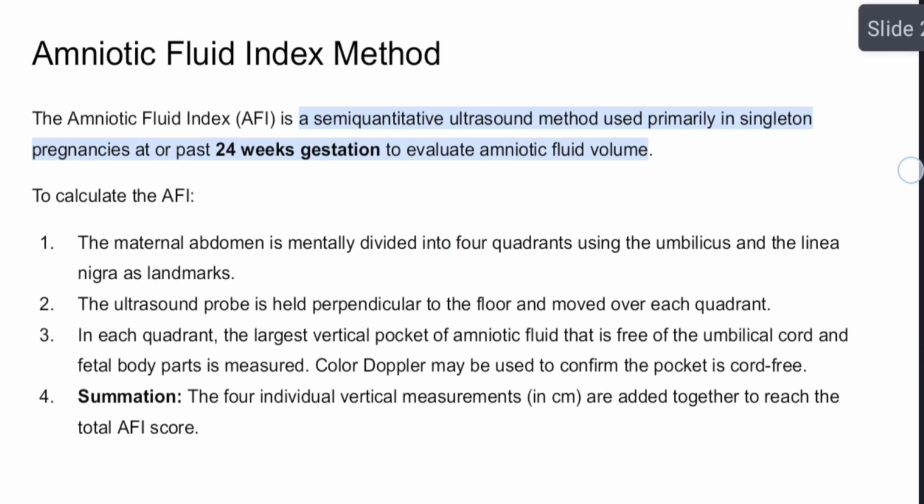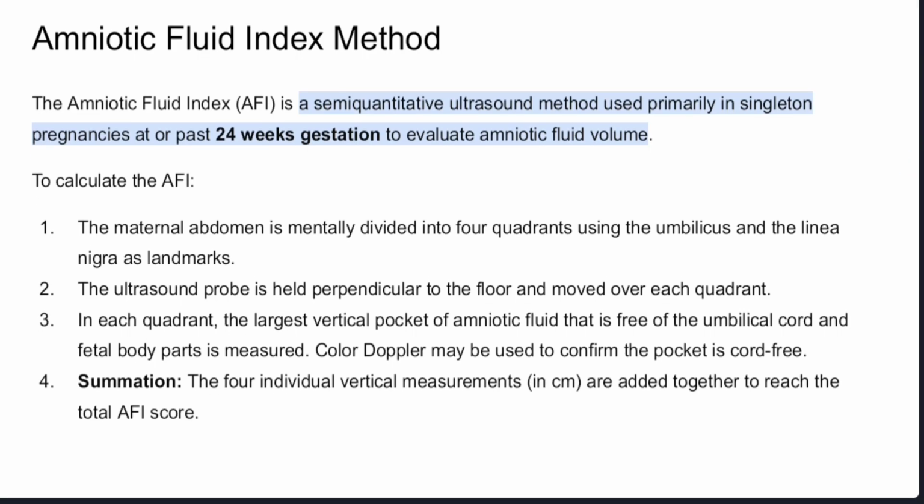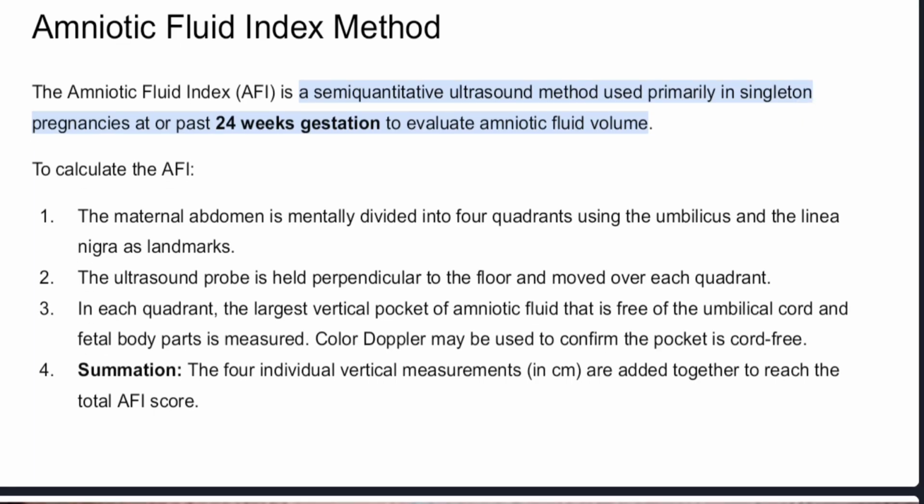Now, the second method for measuring amniotic fluid volume is called the amniotic fluid index method. This is a semi-quantitative method used primarily in single pregnancies at or past 24 weeks gestation. Now, to calculate the amniotic fluid index, the maternal abdomen is mentally divided into 4 quadrants using the umbilicus and the linea nigra as landmarks.